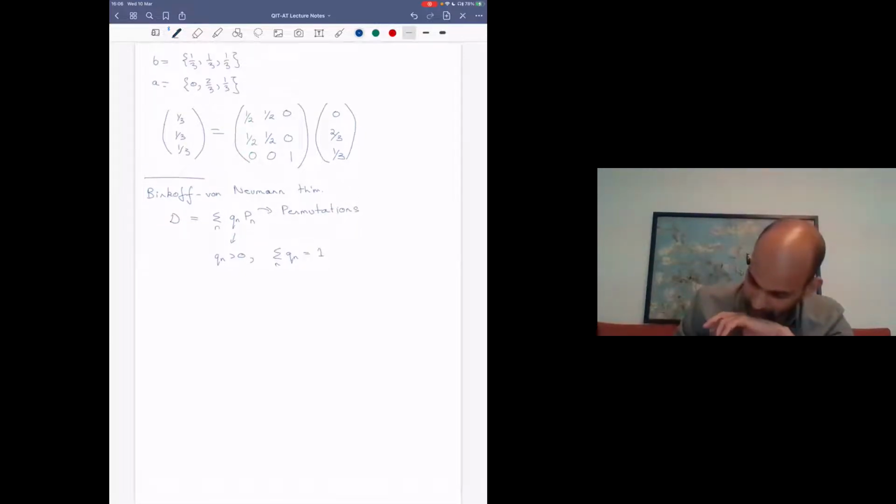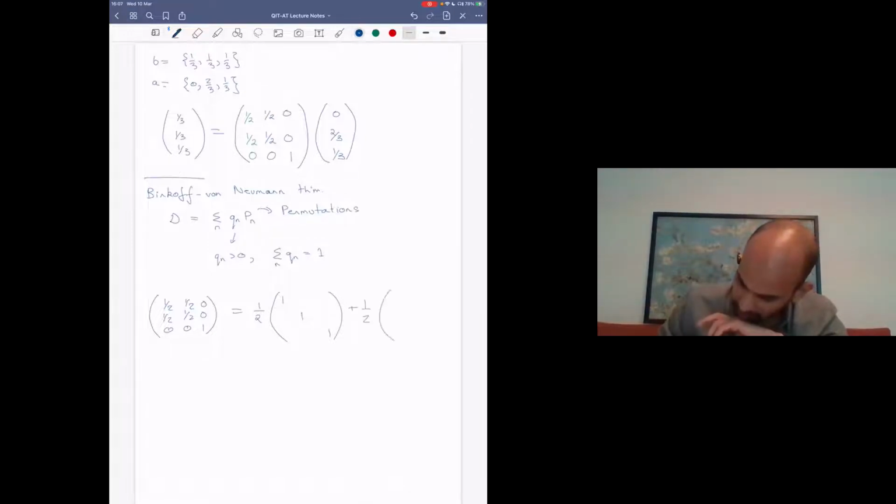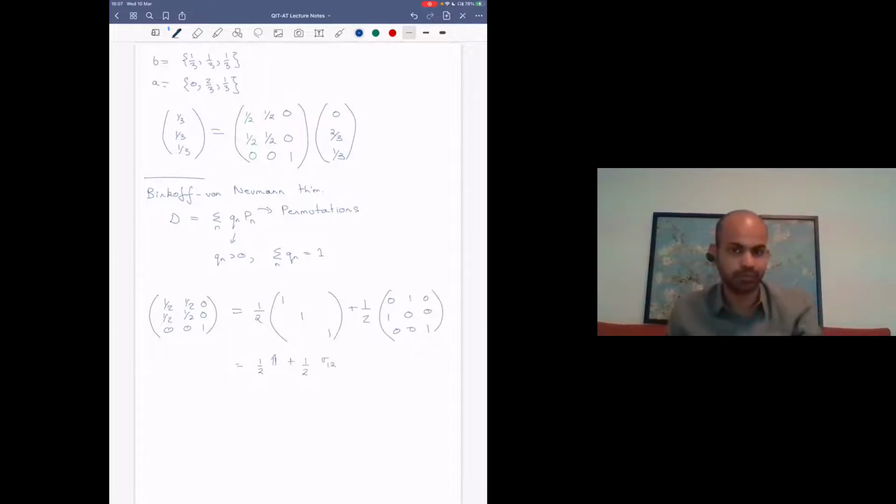Right, so for the example that we currently constructed, we can quite simply say that the matrix that we had, half, half, half, half, 0, 0, 1, we can easily see this as half of the identity matrix plus half of this permutation, which swaps between the first two elements. Or in other words, half times identity plus half times the swap between elements 1 and 2.